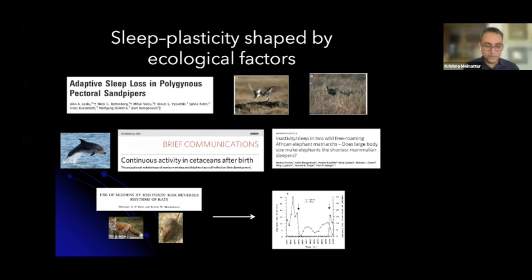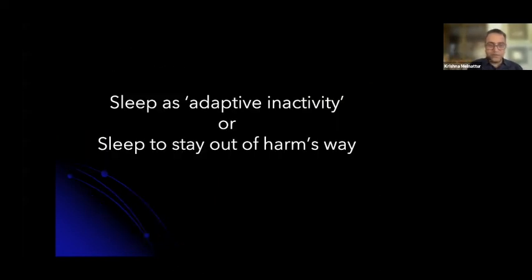So, okay. All these examples taken together put forth this idea that sleep evolved to be a state of what is called adaptive inactivity. Okay, or more colloquially, sleep to stay out of harm's way.